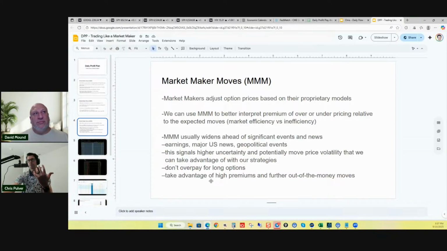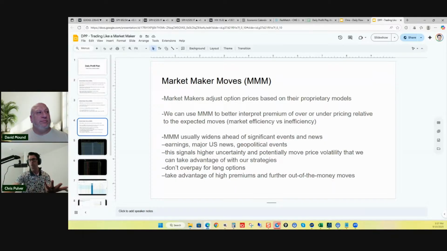So, what are we looking for here? I mean, why do I use market maker moves? Because I don't want to overpay for long options. I don't want to sit here and buy a call on NVIDIA when the expected move is $20 and the broker's saying, if you want to buy NVIDIA, you're going to pay $25 for that call option. That's a ripoff. The likelihood of it moving over $25 is slim to none.